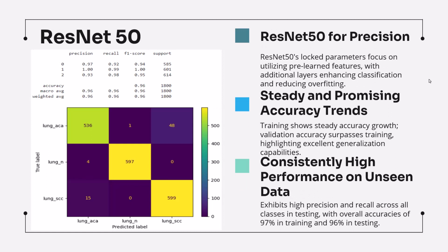Next, the ResNet 50. The ResNet 50 had locked parameters, focused on utilizing pre-learned features. So it also had steady and promising accuracy trends. It highlighted excellent generalization capabilities, and it showed consistently high performance on unseen data. It had 97% in training and 96% in testing.